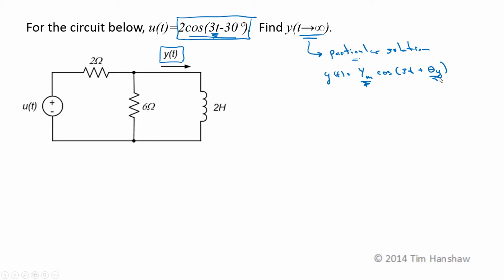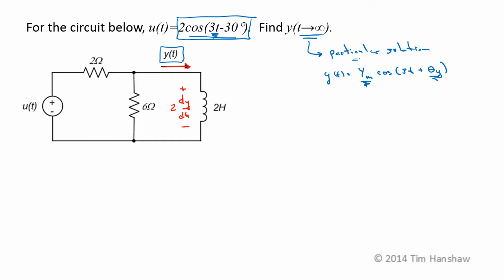So first thing we need is the differential equation. When I'm writing the differential equation governing a circuit, I'll label voltages across capacitors and currents through inductors. The current through the inductor is already labeled as y of t. Then I'll take advantage of my voltage-current relationships. So the voltage across this inductor is going to be 2 henries times dy by dt. Now I've defined my voltages and currents, and I've got my passive sign convention taken care of.